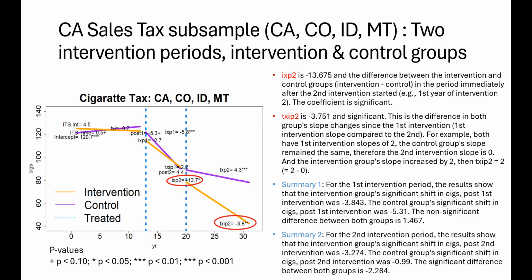So we'll look at the summary for that last part of the graph, everything to the right, starting at that second blue dashed line. And we see that for the second intervention period, the results show that the intervention group's significant shift in cigarettes post-second intervention was negative 3.3. The control group's significant shift in cigarettes post-intervention was negative 0.99 or negative 1. The significant difference between both groups is negative 2.28 or 2.3.